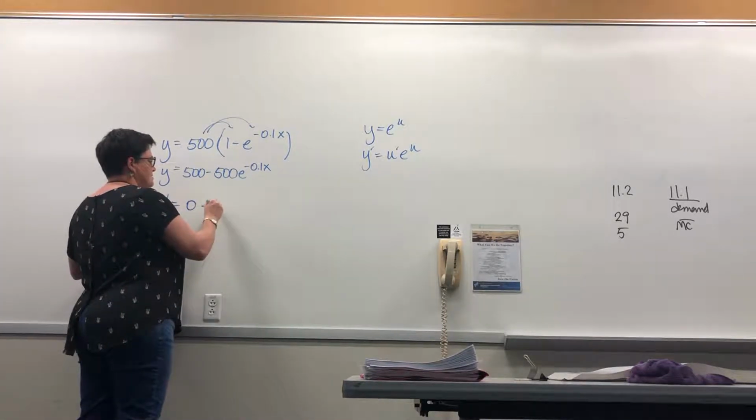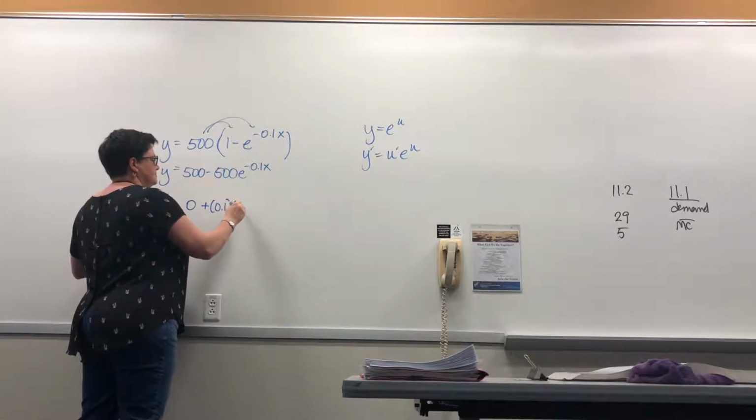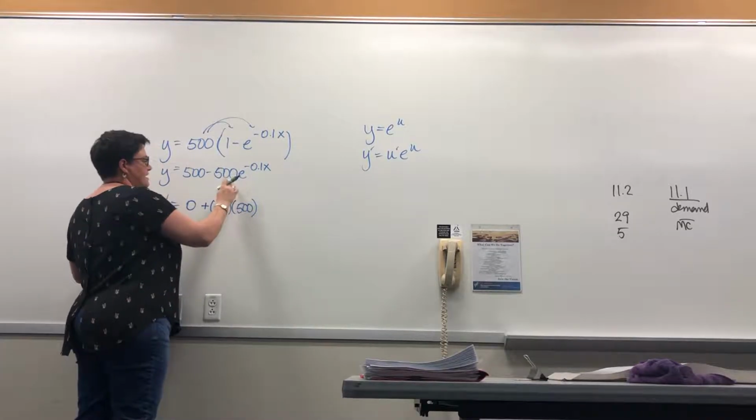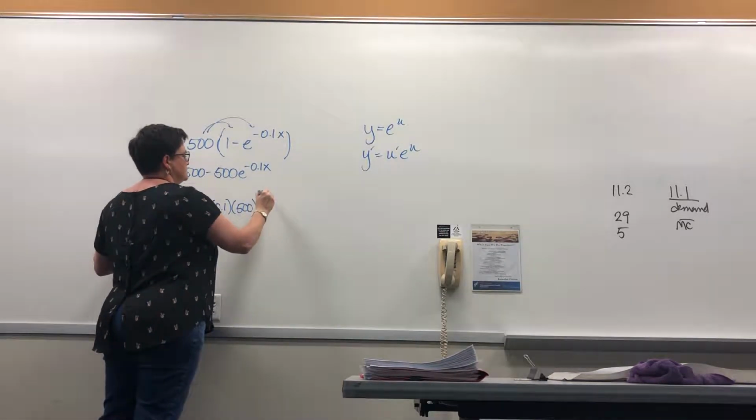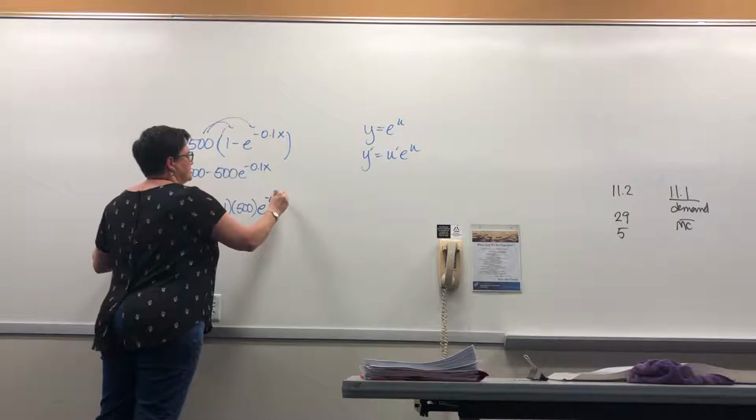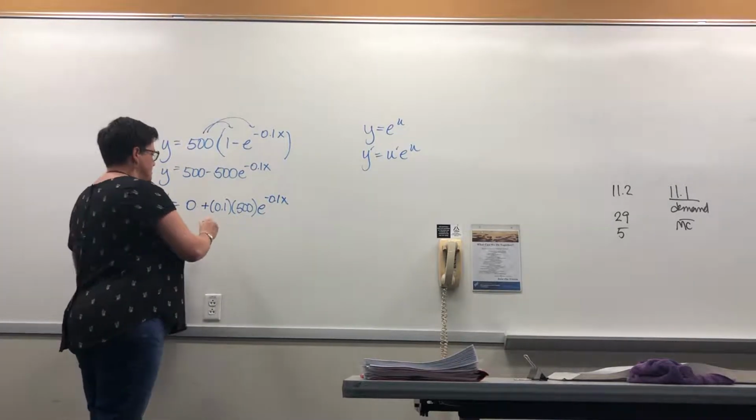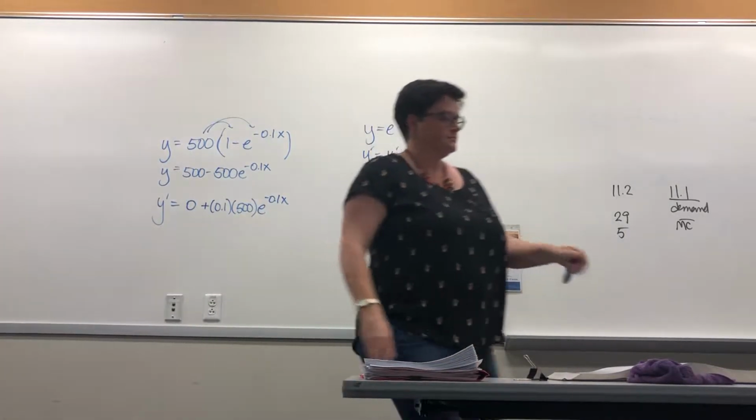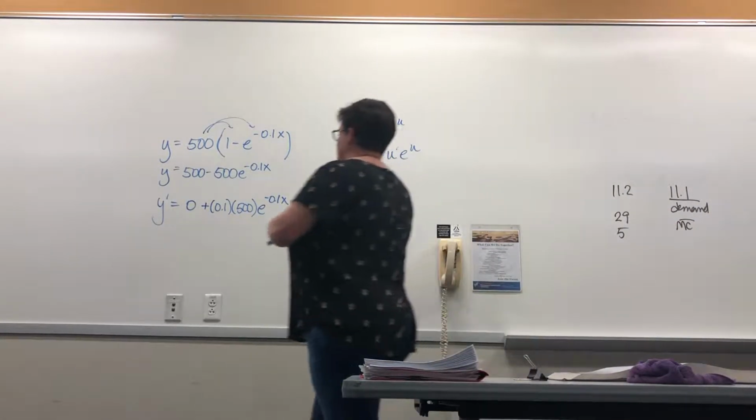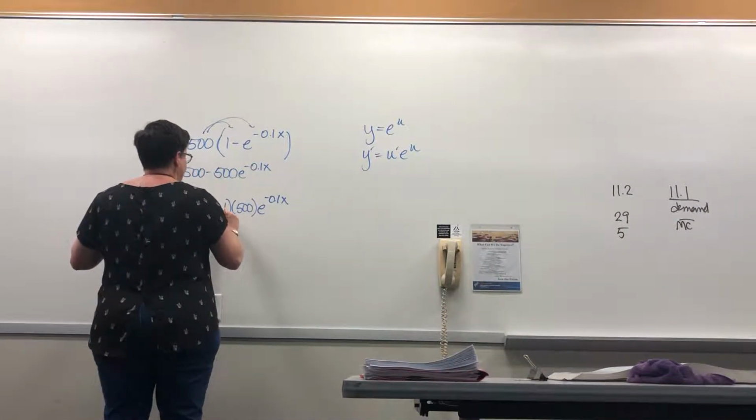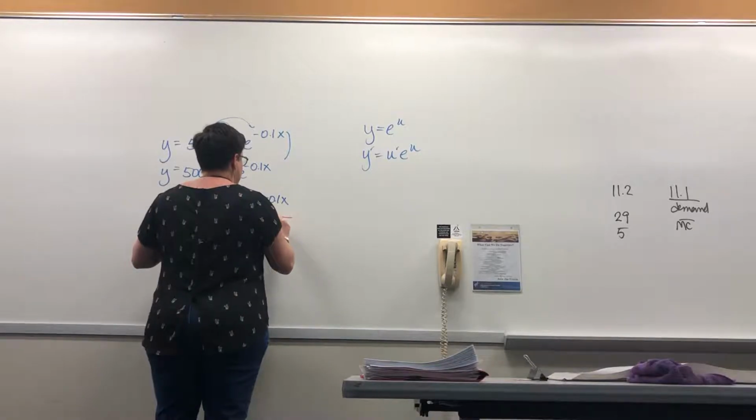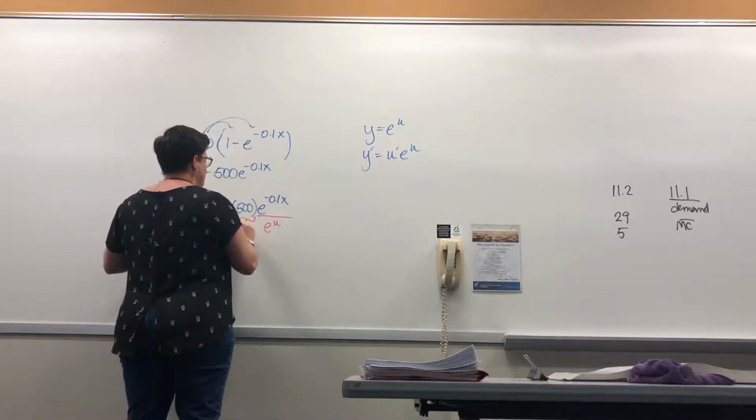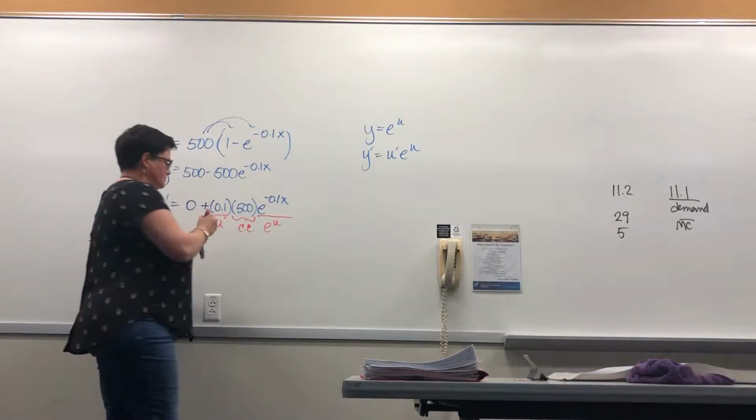Negative times a negative is a positive. 500 comes along for the ride. And my original function. So here, in red, is my u prime. And here's my e to the u, and somewhere in there I dropped a constant coefficient. So it's just 50. Okay?